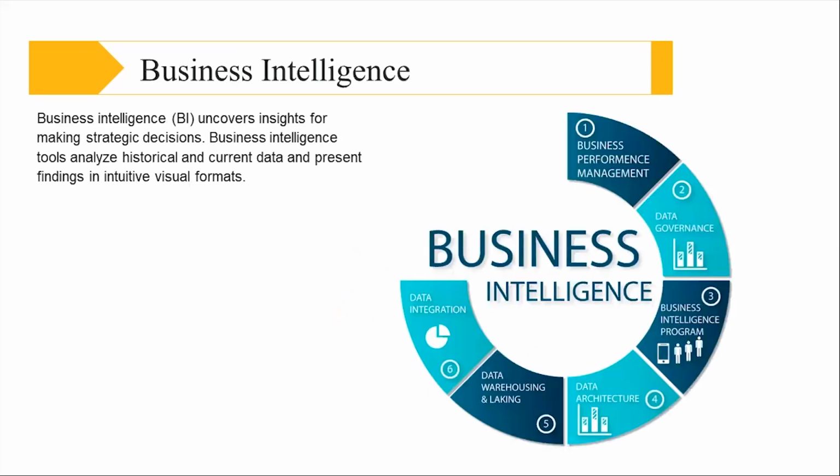Now, why is it called a business intelligence tool? A business intelligence tool uncovers insights for making strategic decisions, for example based on business performance management. What is business performance management? For example, how your business is going to perform, whatever data you are studying. If I'm talking about the sales of a company, I'm going to look at the business performance of that company.